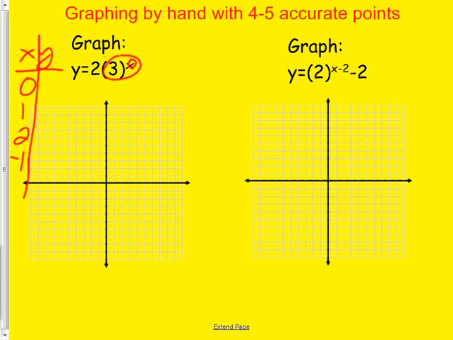Anything to the 0 power is 1. Does that mean the entire thing is 1? No. That part I circled is 1, and then I times it by 2. 2 times the 1 makes 2. All right? I'd like you to figure out the next few points. Stick in 1 in here. Figure out the answer. Stick in 2. Stick in -1. I'd like you to stick in -2. That'll give us 5 points.